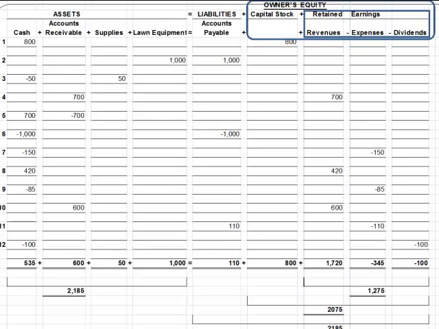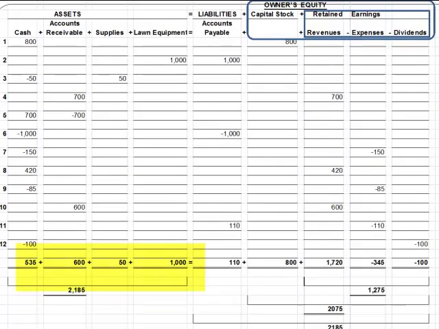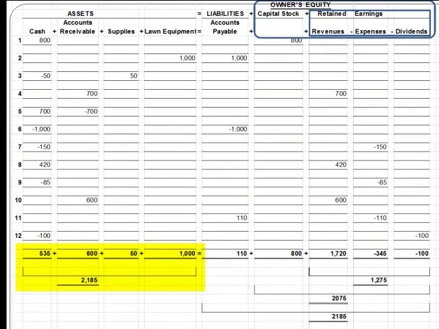Now, if you take your columns and add them all up, add up the columns all the way across, you'll see I have bolded totals: 535, 600, 50, 1,000. Those are all the asset accounts. Those are the total of the asset accounts at the end of these 12 transactions. The total then is $2,185.